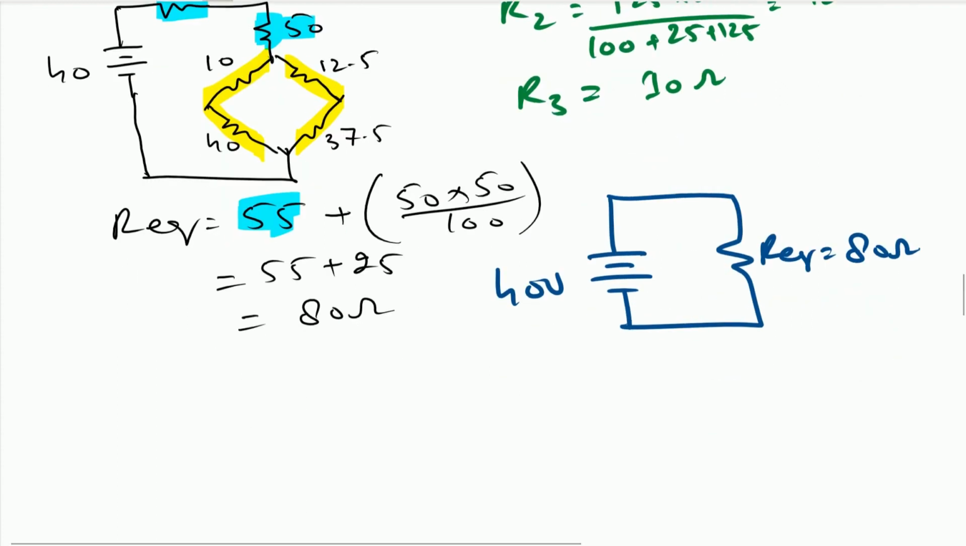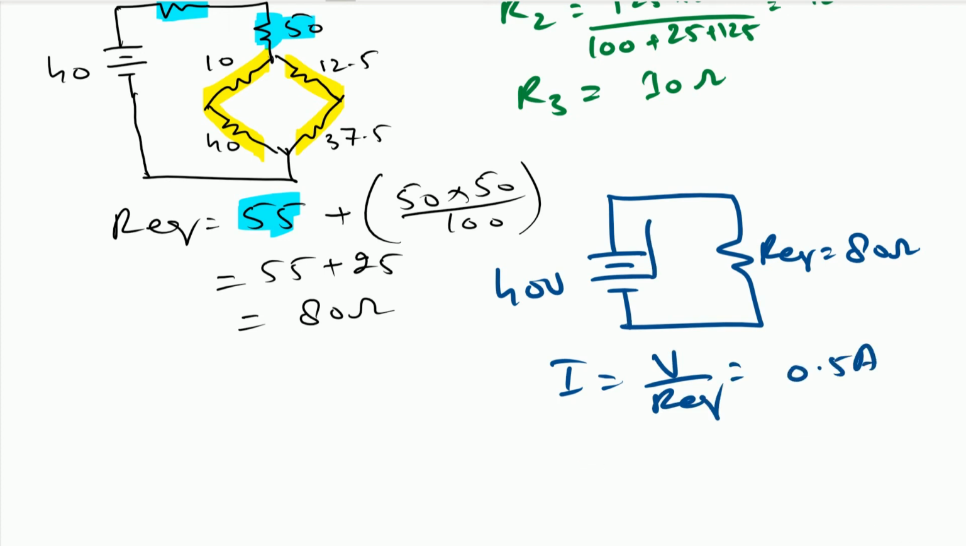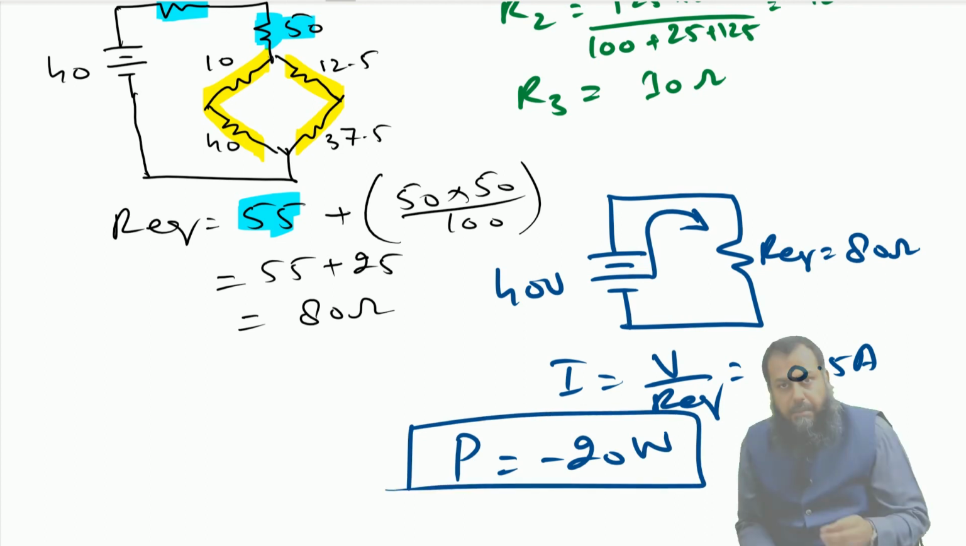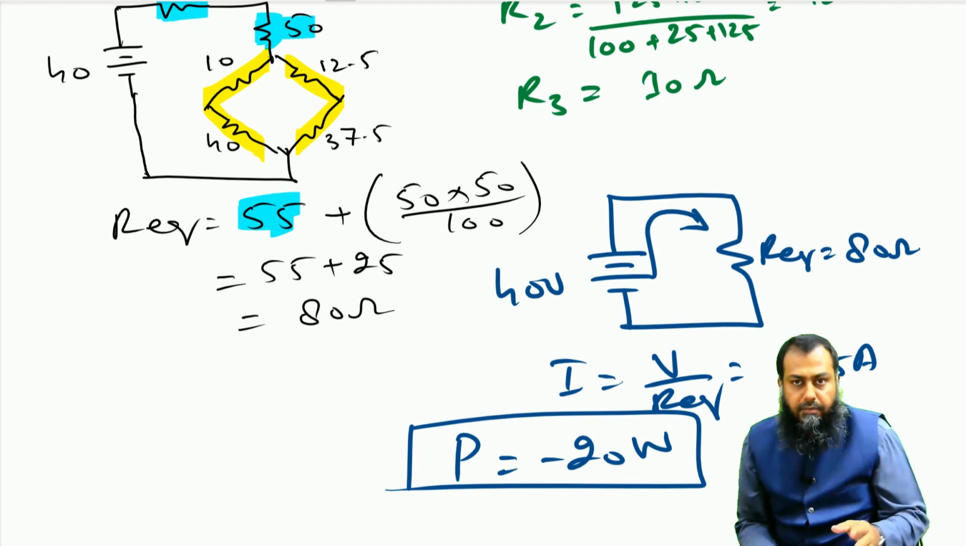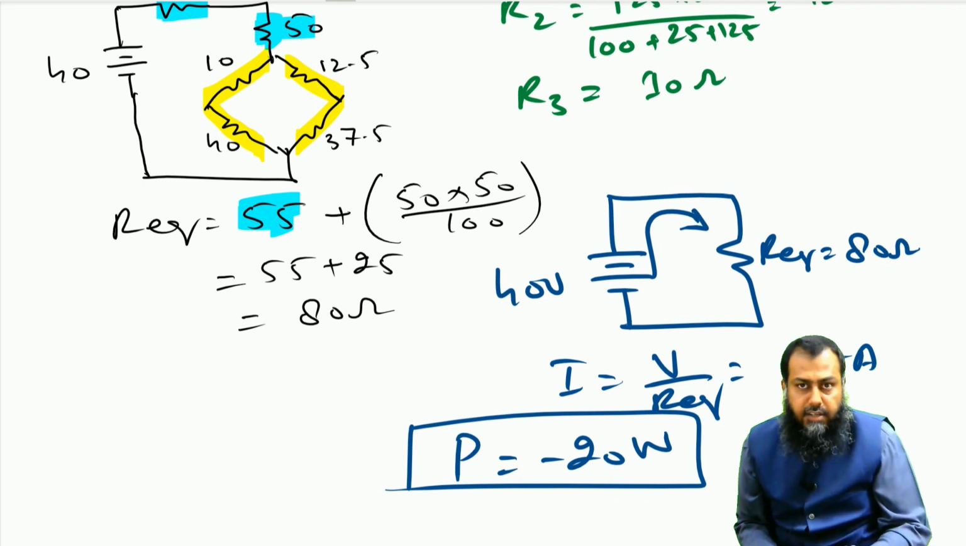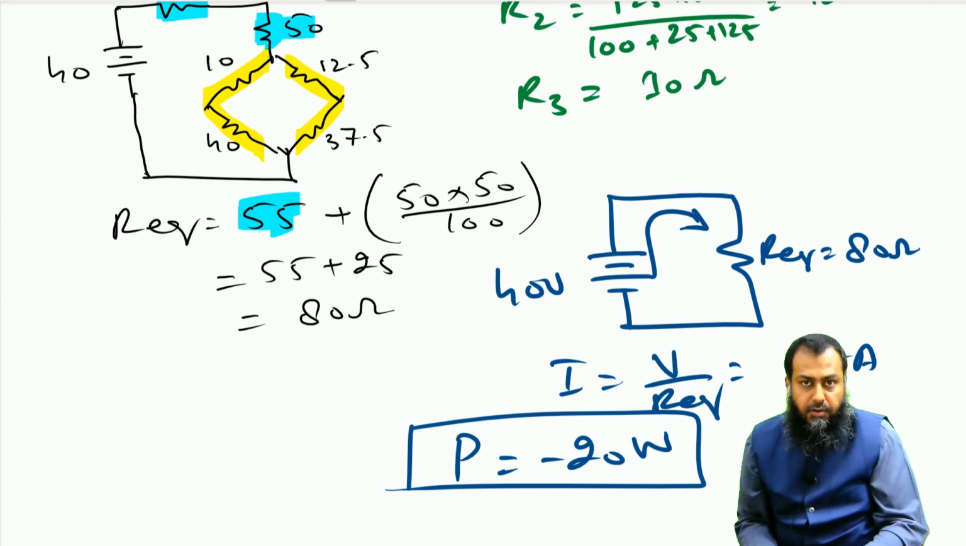Now the current I is equal to V over R equivalent, and that is equal to 0.5 ampere, and of course it will flow in this particular direction. So the power is equal to minus 20 watt, which says that this source is actually transmitting the power, or it is supplying the power to the resistive element which is connected here. So this is how the simple circuit reduction techniques are very helpful in finding out the power and in finding out different other parameters in a given circuit.